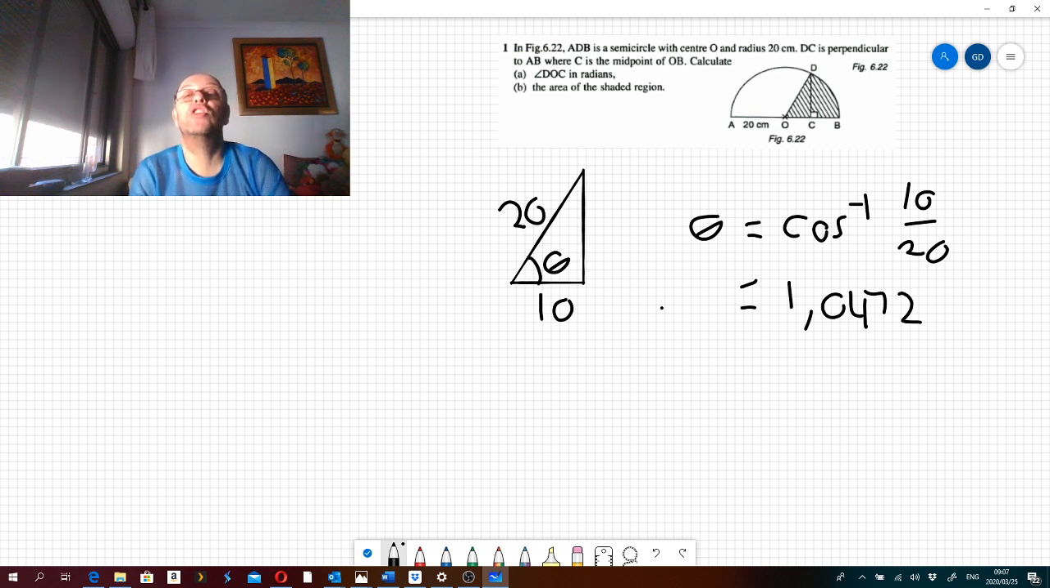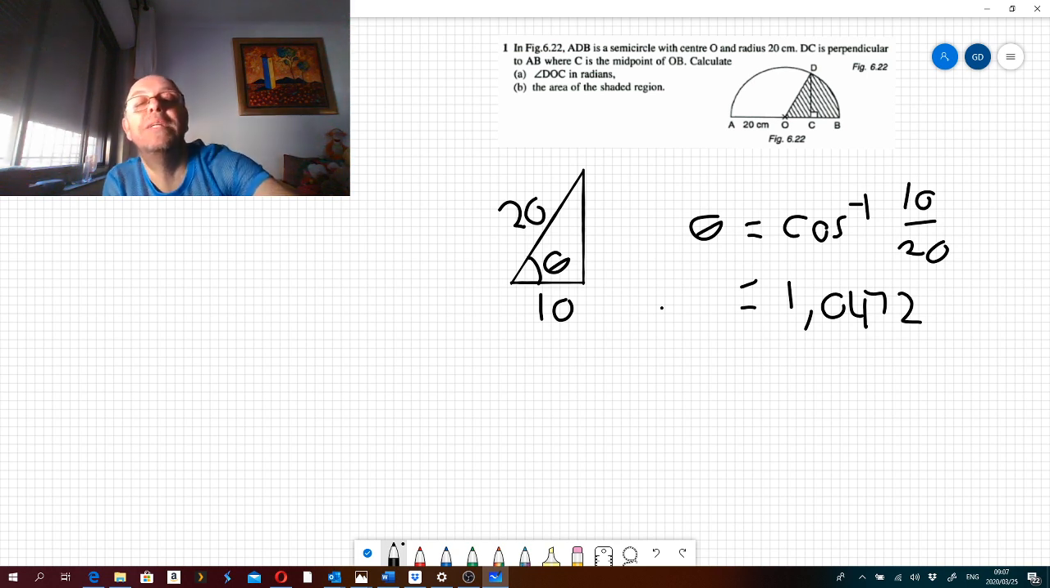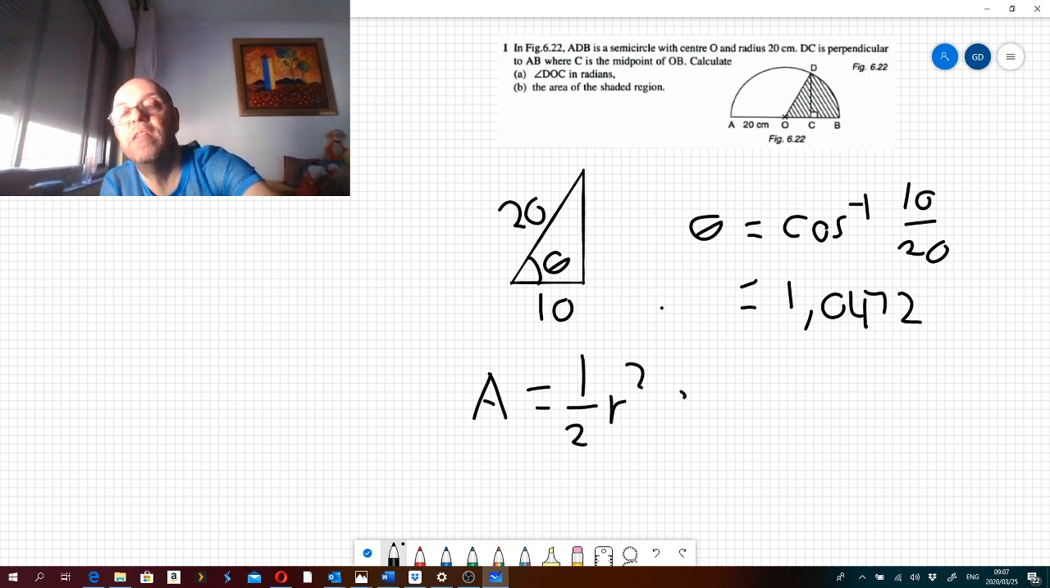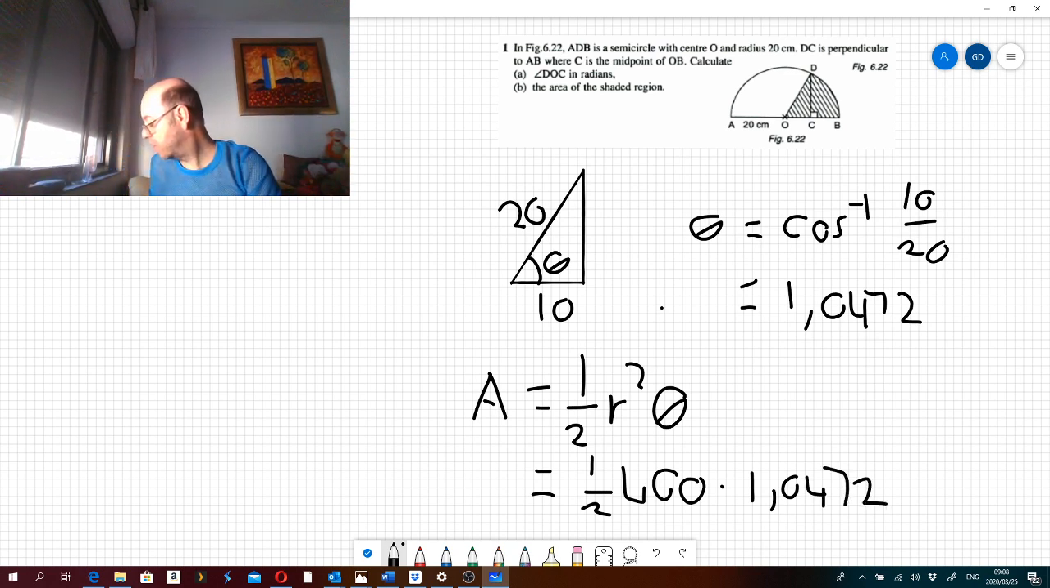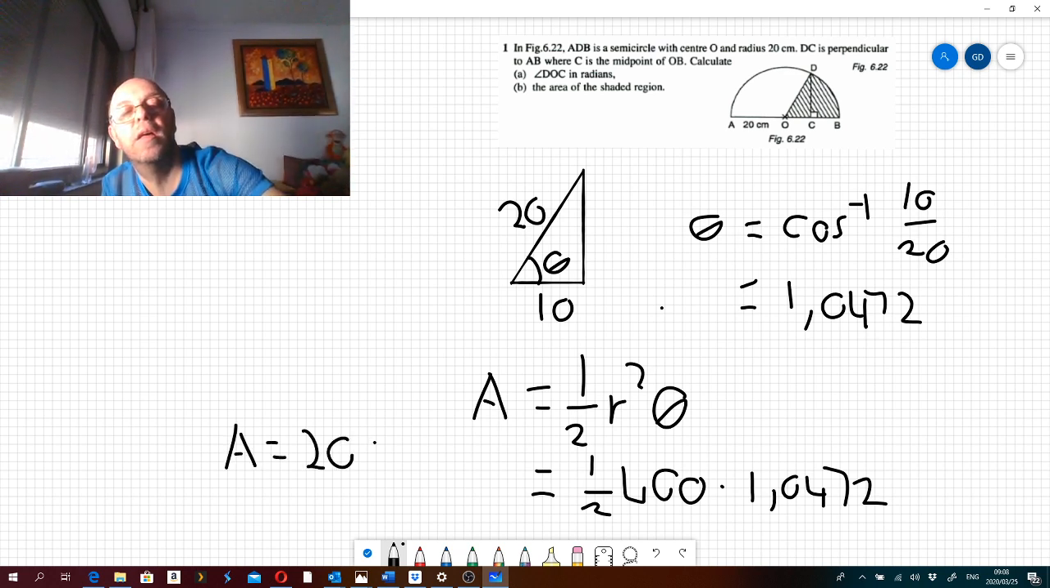Now they want the area of the shaded region, so that is a sector. So what is the area of a sector? We have a formula for that. Area is a half r squared theta, and remember the theta has to be in radians for this formula to work. So this is a half of 20 squared, and the theta, which we already worked out, so times 1.0472. We can work that out, and we get an answer of 209.4, and that would be centimeters squared for your units.